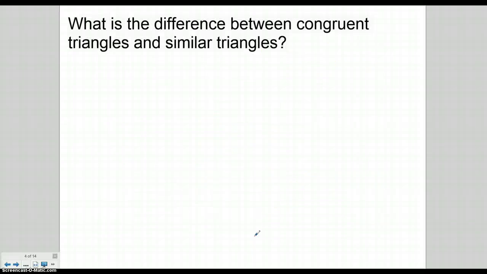So, what is the difference between congruent triangles and similar triangles? We spent time talking about congruent triangles before. We have the angle side angle, angle angle side, and side side side theorems. We were able to determine, okay, two triangles are congruent because of this. But now, how can we say two triangles are similar? What's the difference between the two?